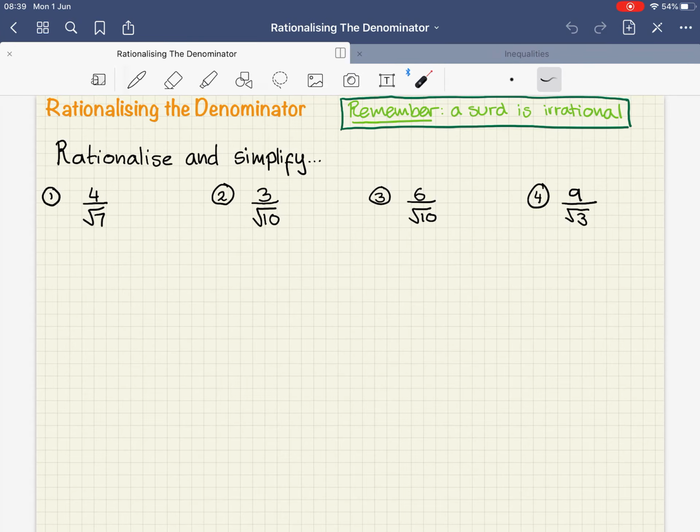Okay, so in this video we are introducing rationalising the denominator. So put a little reminder over here that a surd is irrational. So the fact that we've got this surd at the bottom of the fraction, so a surd in the denominator, that means they are all irrational. So we want to get rid of that square root sign. So we're going to use two things to help us out with that.